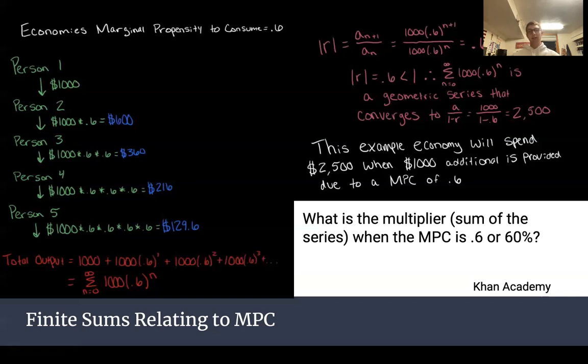So as 0.6 is less than 1, the summation of n equals 0 to infinity of 1,000 times 0.6 to the n is a geometric series that converges to a over 1 minus r, or 1,000 over 1 minus 0.6, which is 2,500. So in this example economy, they will spend an additional $2,500 when an additional 1,000 is provided due to the MPC of 0.6.